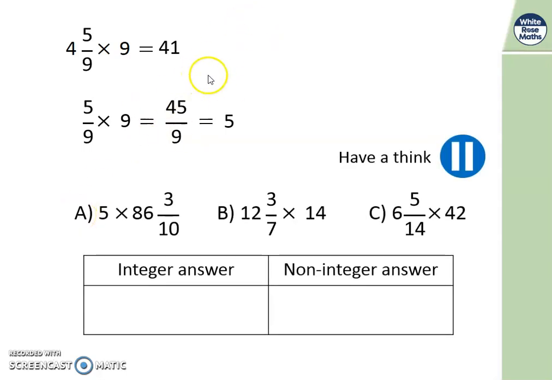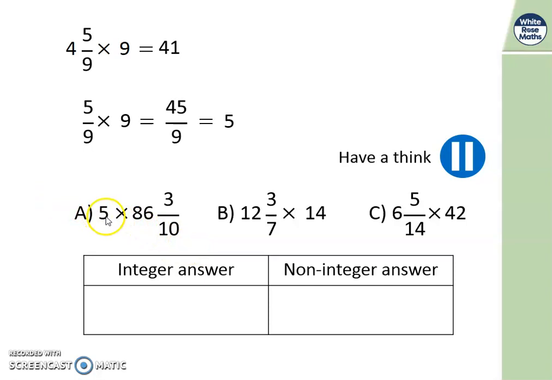Let's use that logic to help us have a think about this one. We're doing 5 times 86 and 3/10. Here we've got 12 and 3/7 times by 14, and 6 and 5/14 times by 42. Which ones would have an integer as the answer and which ones would have a non-integer answer and therefore have a leftover fraction part?